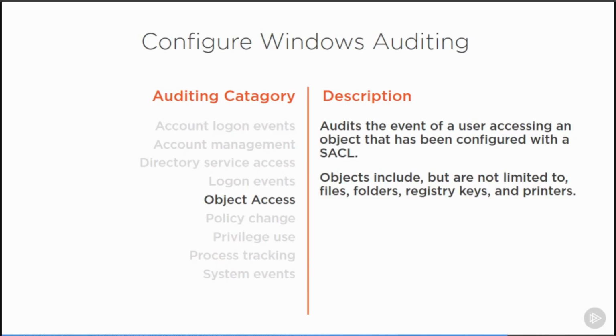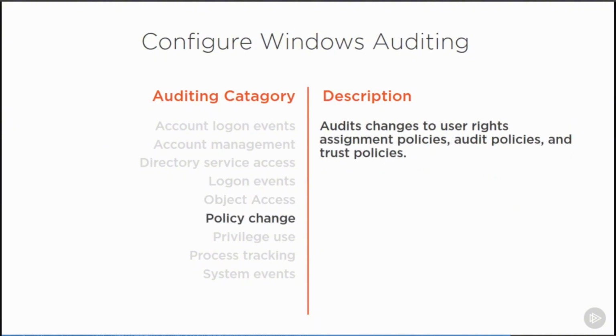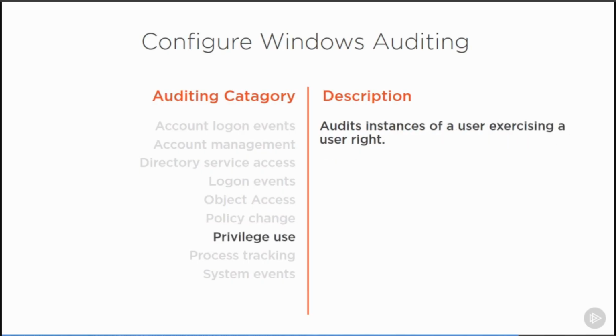But for the most part, this tends to be turned off, except in those situations where you need to have it turned on. Our next category, policy change, obviously audits changes to policies like user rights assessment policies, audit policies, and trust policies. Privilege use audits instances of users exercising their user rights. These are the actual user rights, not the privileges that you've defined in ACLs, but the rights that they have, like act as part of the operating system or back up this machine, and so on.